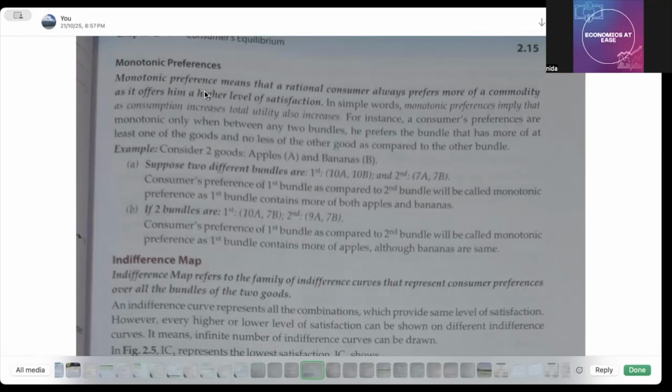Okay, so monotonic preference means that a rational consumer always prefers more of a commodity as it offers him a higher level of satisfaction. कंज्यूमर को जहां पे हाई लेवल ऑफ सेटिस्फैक्शन हो रहा होगा, ठीक है, वहीं पे वो रैशनल कंज्यूमर प्रेफरेंस देगा उसको. ओके, in simple words monotonic preferences imply that as consumption increases total utility also increases, और हमेशा पे हमें पता है marginal utility decreases.